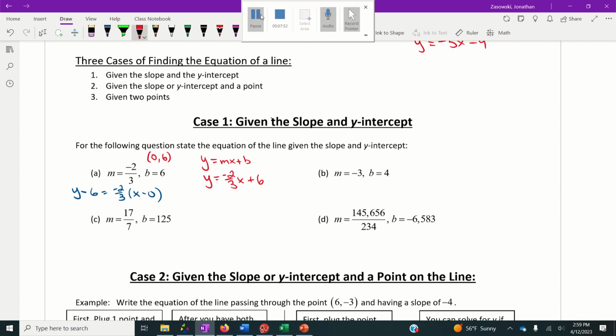All right, see if you can try out letter B real quick. Pause it, give it a chance. And hopefully you came up with one of these 2 answers, y equals negative 3x plus 4, or y, remember, minus 4, because remember it's the point (0, 4), equals negative 3x minus 0.